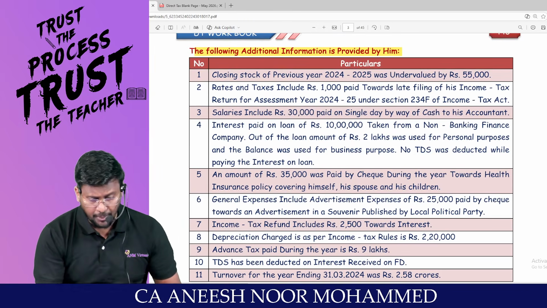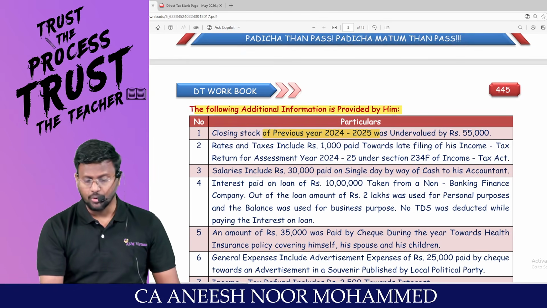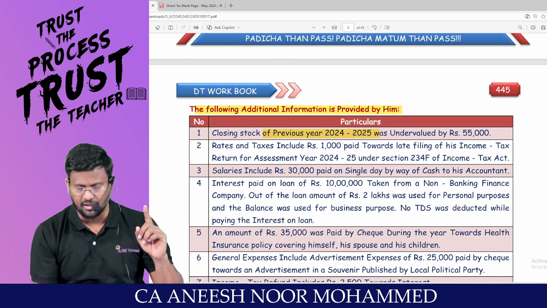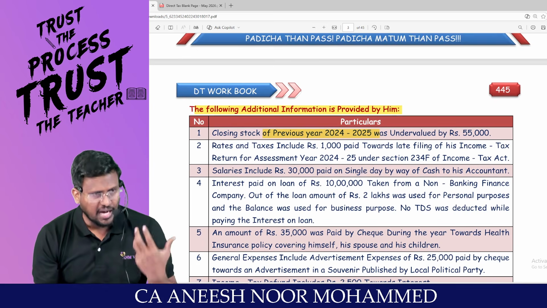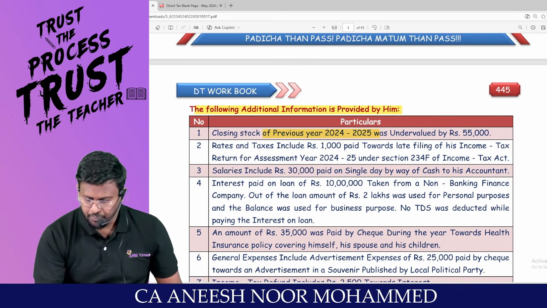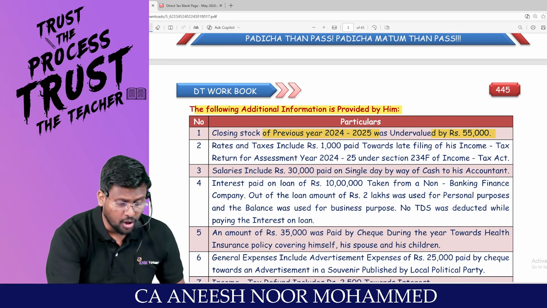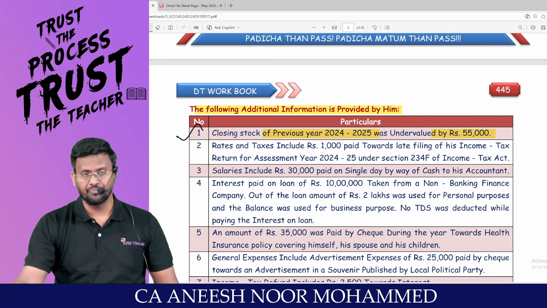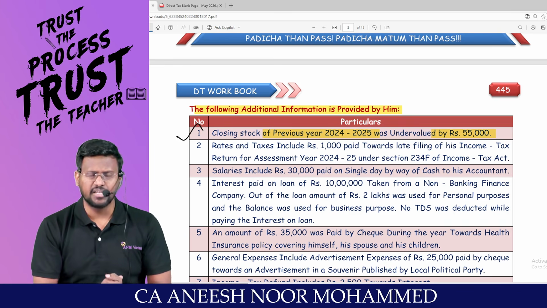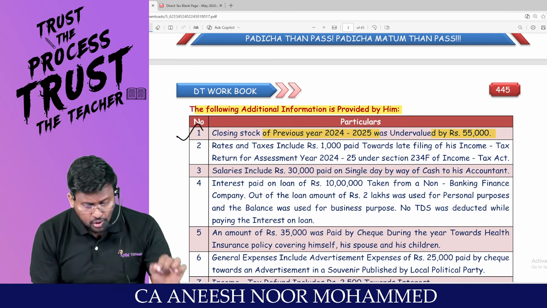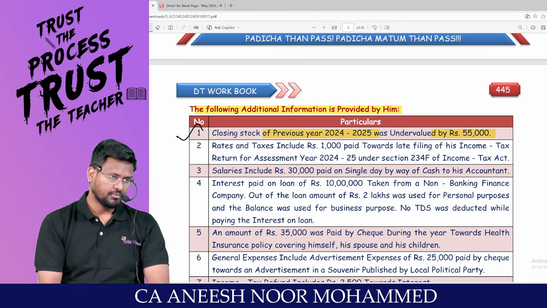From here, the real game starts. Closing stock of the previous year 24-25. Don't confuse that. Previous year means last year. Previous year means in tax, our previous year 24-25 was undervalued by 55,000. This is called as stock adjustment, my dear lovable students. Stock adjustment in the sense means here the closing stock is undervalued.